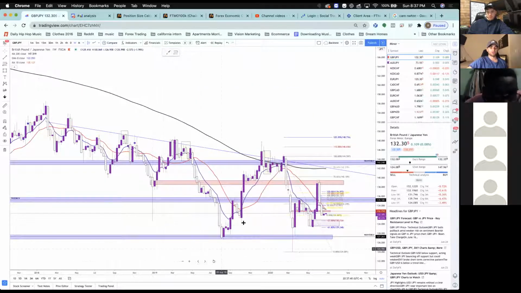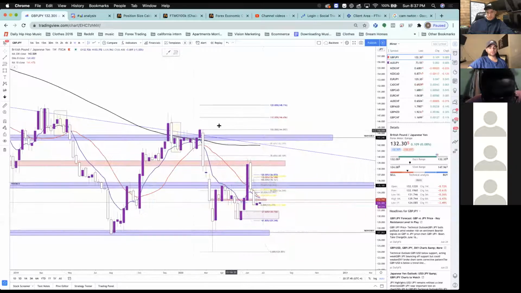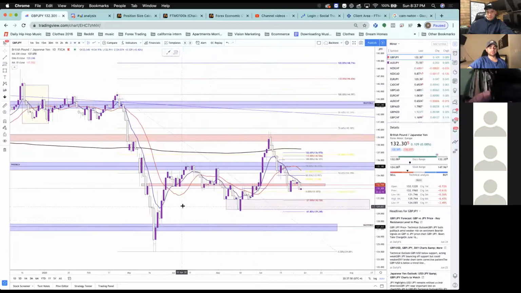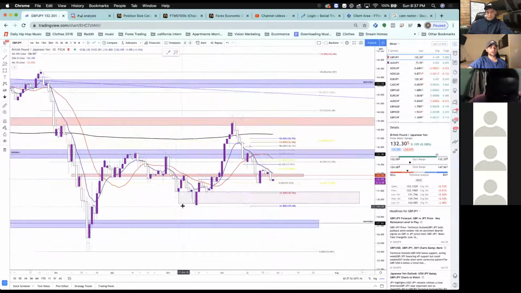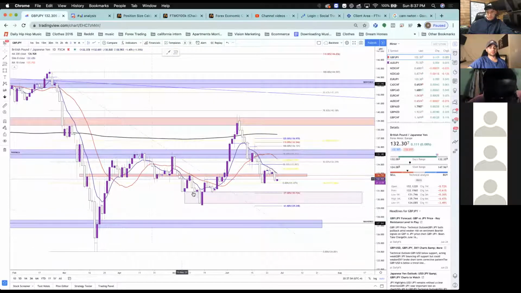We made this low, made this lower high, made this low down here, or retested this low. Until this breaks on the weekly, we are still bearish. On the daily time frame, a lot is going on. So on the daily time frame, we were bearish, and then this broke.